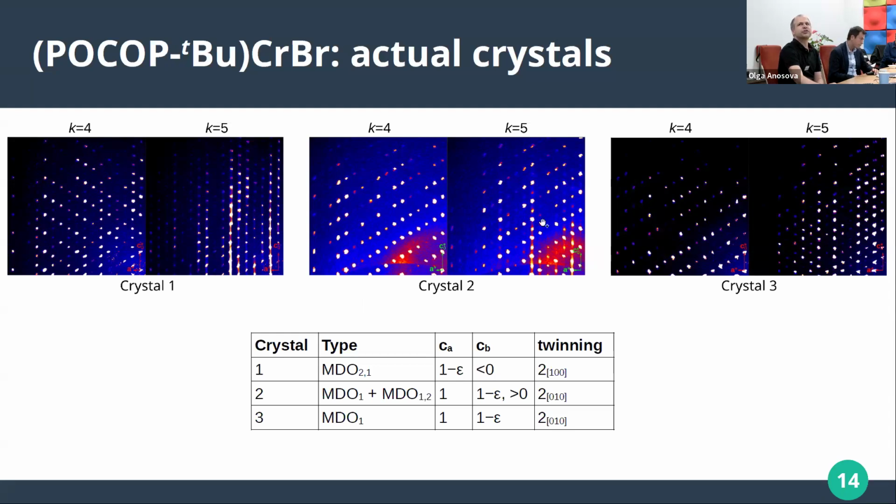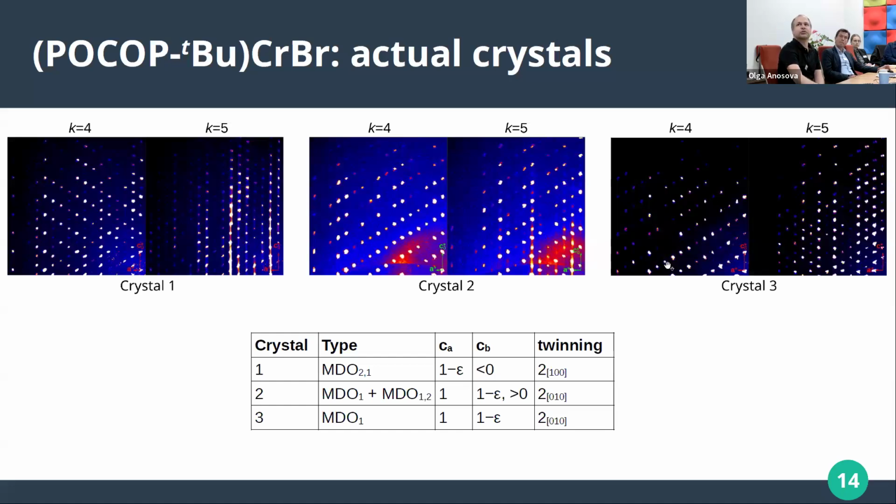And I just pick out 3 crystals. We measured more, and then you can do the same thing, in this case, with streaks. You can say, okay, if you have streaks on this and that rod, then it is a disordered mix of MDO2 and MDO1, for example. And if you have reflections which are more MDO2, you know it's more MDO2 with high stacking fault probability. And we get 3 different crystals here.